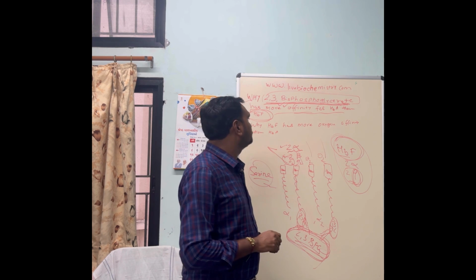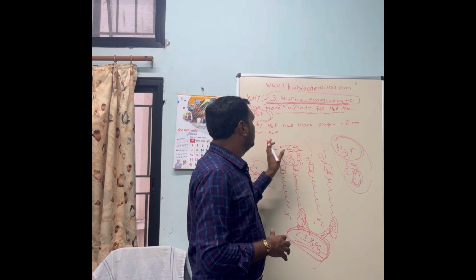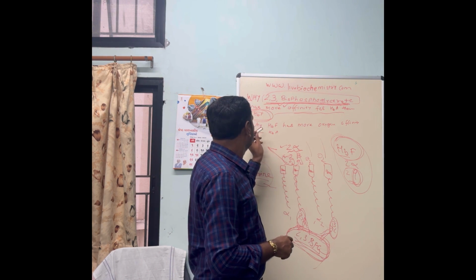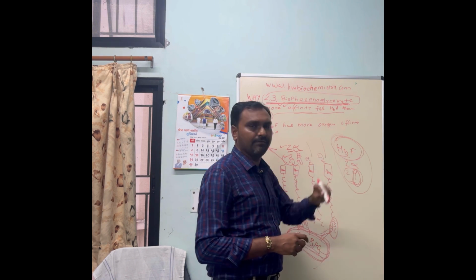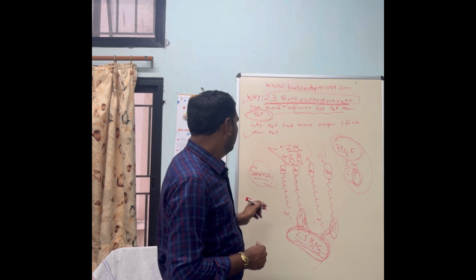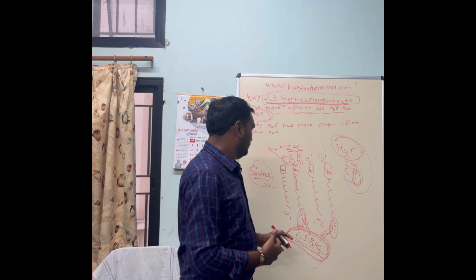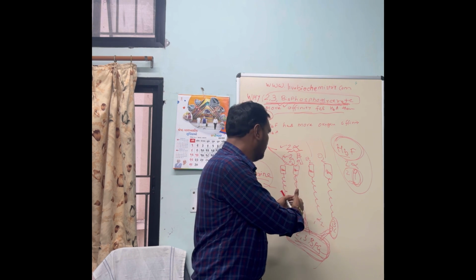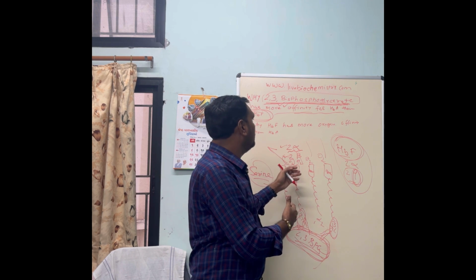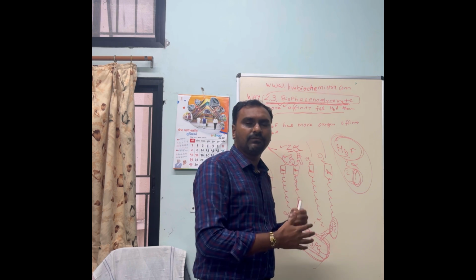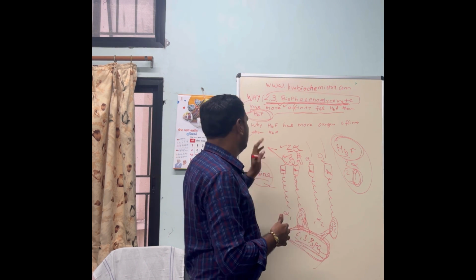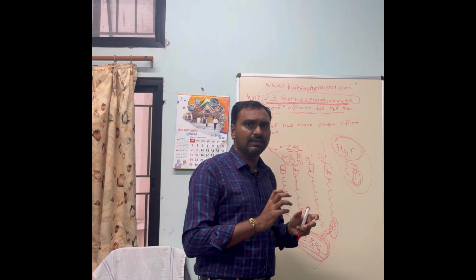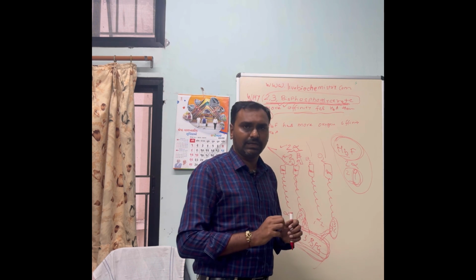While this HbF has more oxygen affinity, because as we have known, 2,3-bisphosphoglycerate cannot bind with fetal hemoglobin. So the oxygen affinity is more for the fetal hemoglobin than HbA. So 2,3-bisphosphoglycerate and oxygen affinity are inversely related to each other.